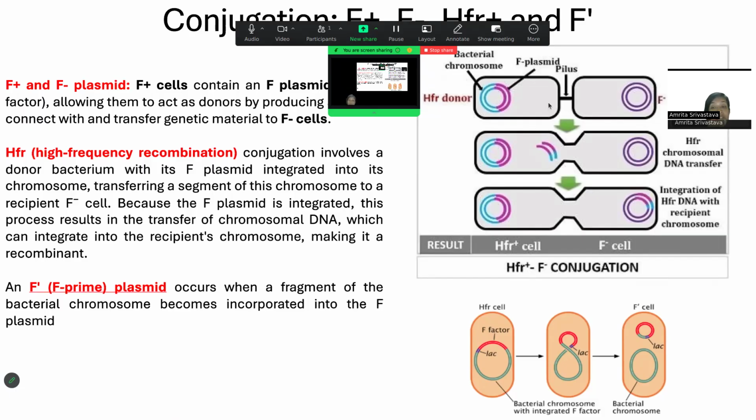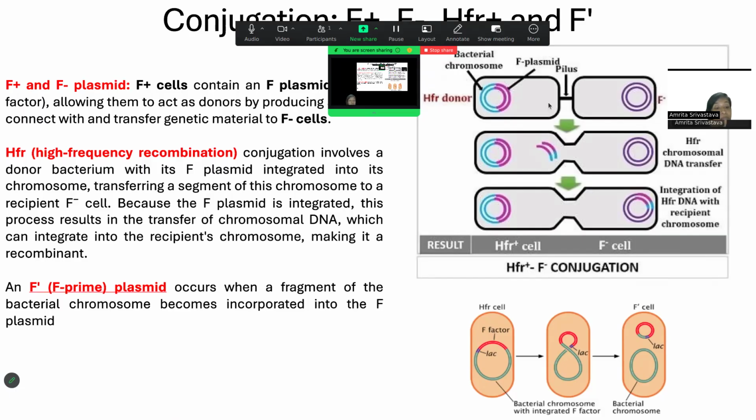Now, there are different mechanisms whereby sometimes the F plasmid gets integrated into the bacterial chromosome, and then the transfer occurs. As a result, it's not just the F plasmid that is getting transferred to F minus, rather, part of the bacterial chromosome is also transferred, and that is called HFR, or high frequency recombination.